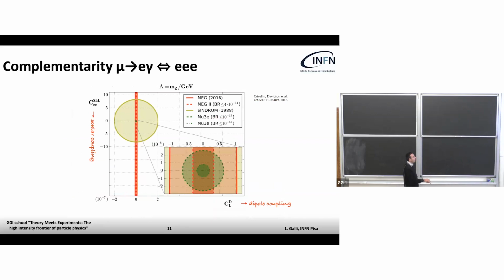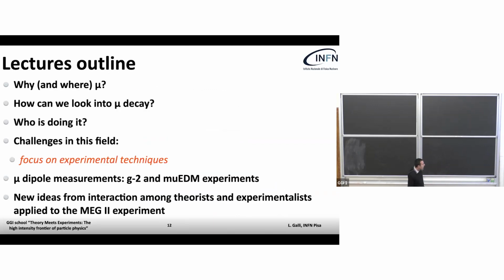And that's another plot in which we have these couplings, and we'll see how the mu to 3e and mu to e gamma experiments are complementary in making assumptions, putting limits on the values of these couplings. Okay, I'm going really quickly at this point, just to give you an overview of what we are talking about.